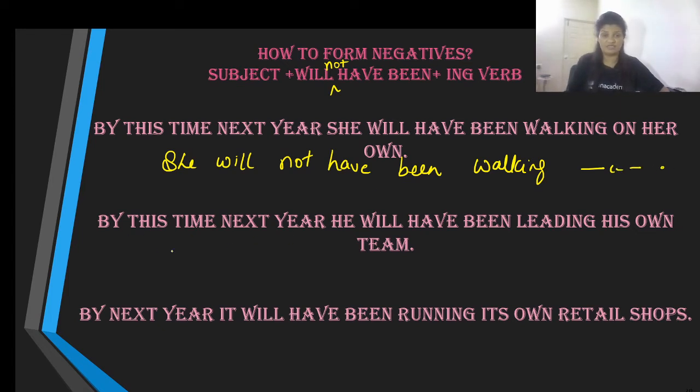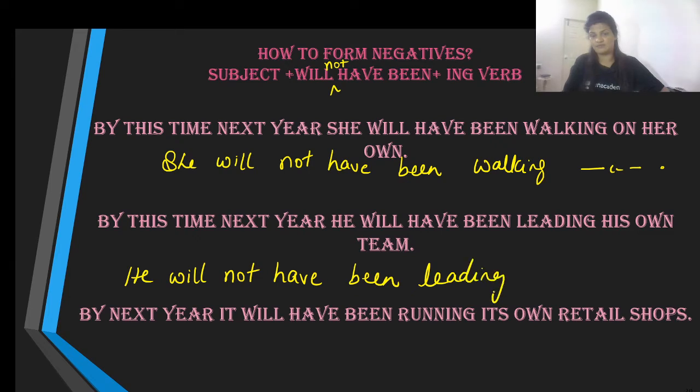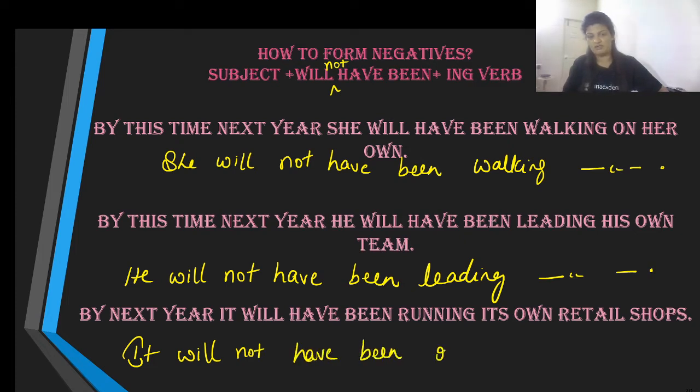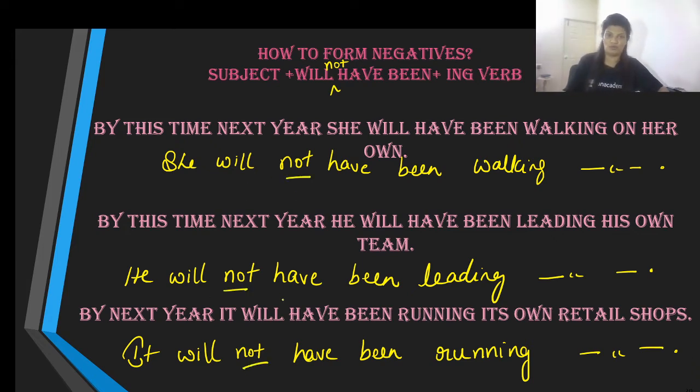By this time next year, he, after will, you insert the negative word and then have been leading his own team. By next year, it will not have been running its own retail shop, full stop. So to negate, you bring in a negative word.